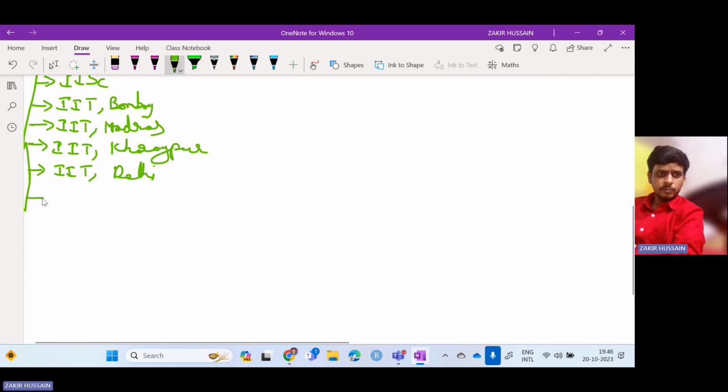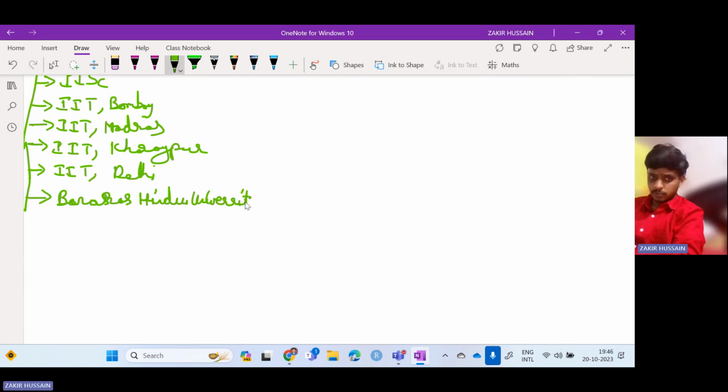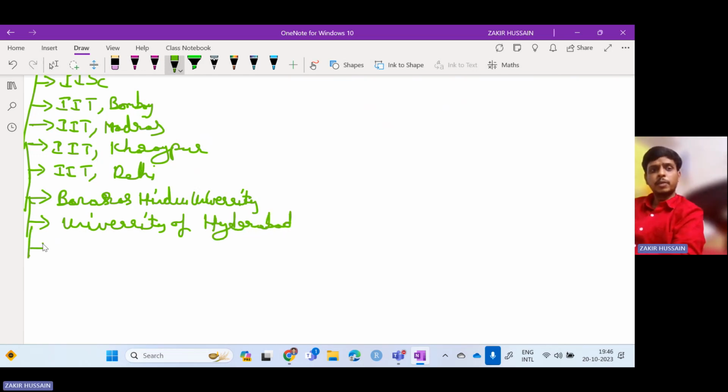Then next we have the Banaras Hindu University, most prestigious university. Then the University of Hyderabad, then the University of Delhi. So altogether, the government funded Institutes of Eminence are 8 as of now.